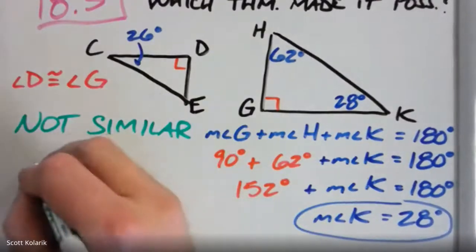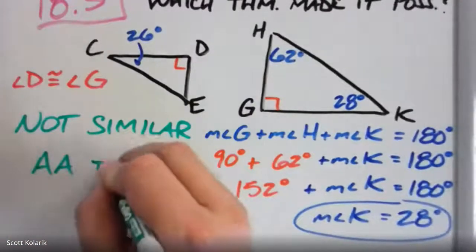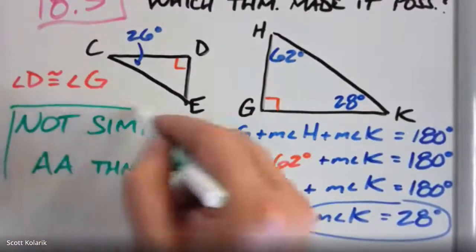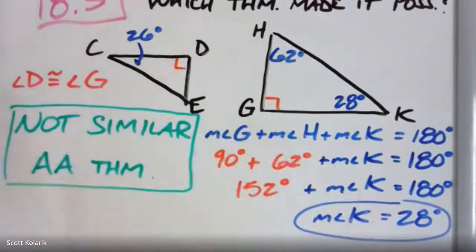In this case, they're not similar also by the AA theorem because there weren't two angles that were congruent. And because they're not similar, I don't have to bother with finding some scale factor K. There's no constant scale factor K. So that one's done. All right, next problem, problem number 5.